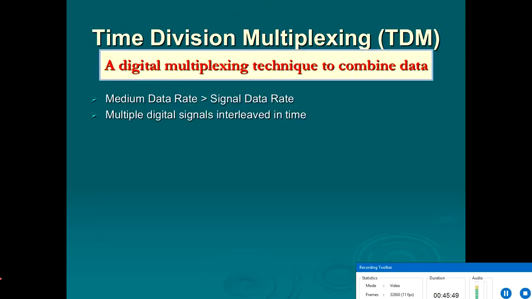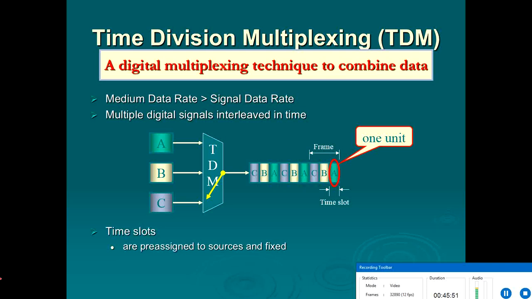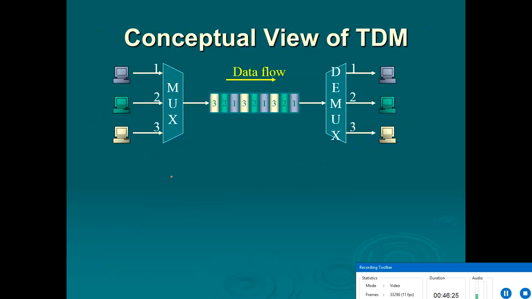So, summing up time division multiplexing. It's a digital multiplexing technique to combine data. It has a medium data rate. Multiple digital signals are interleaved in time. Interleaved means first the first bit from A, B and C, then the next from A, B and C. This is how the interleaving principle works. Time slots are pre-assigned to the sources and fixed. Time slots are assigned to the sources even if they do not have data to send. Slots do not have to be evenly distributed among the sources.